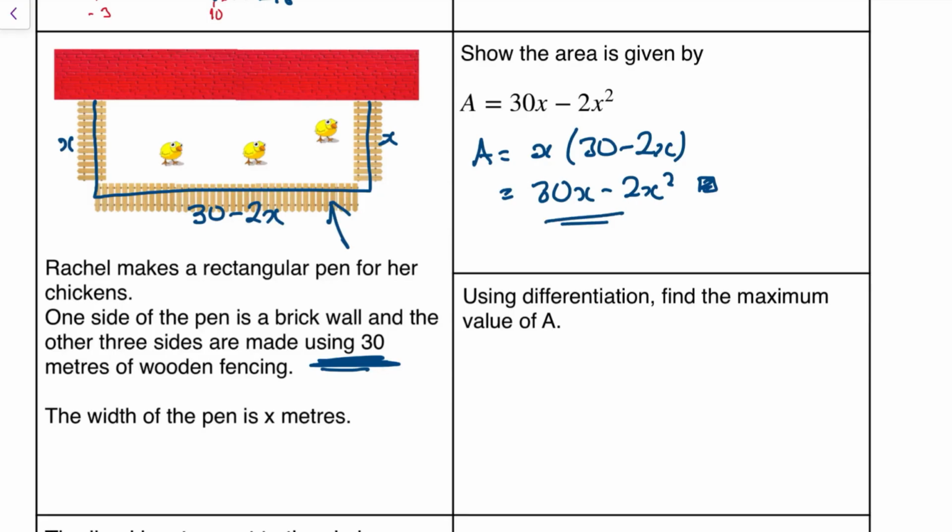Great. Next question: using differentiation, find the maximum value of A. So in order to find the maximum, I'm going to find dA/dx because that's what differentiation does.